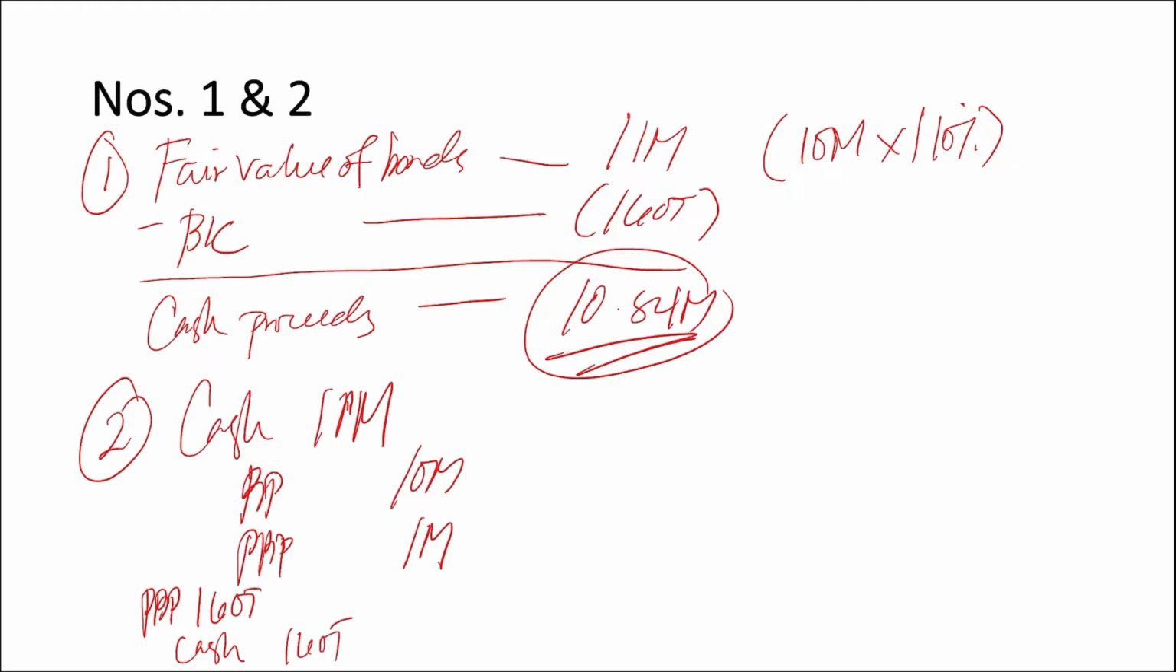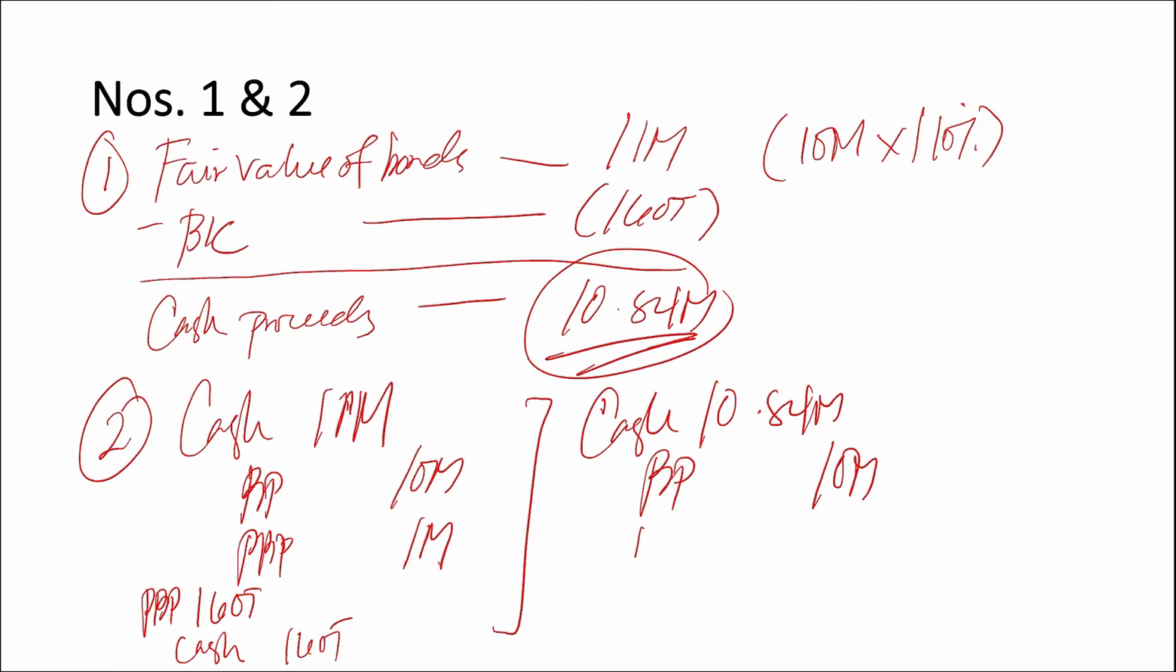Or, you can just do this as a compound entry. Debit cash, 10.84 million. Credit bonds payable, 10. Credit premium on bonds payable, 840,000. The result is the same anyway, just one entry. Okay? That's your numbers 1 and 2.